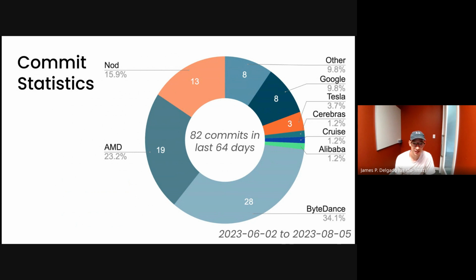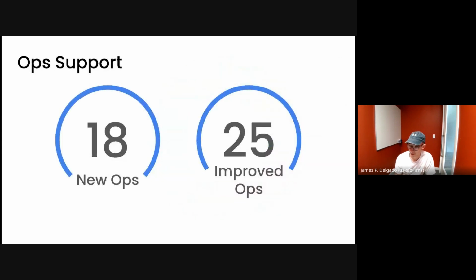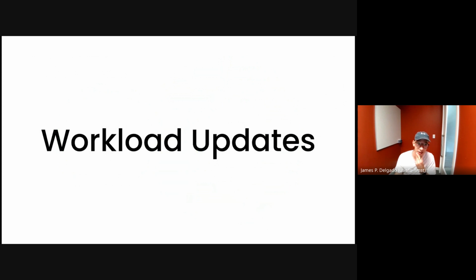We didn't have a community meeting last month because it was a holiday. So in the last 64 days, we had 82 commits in total from a variety of contributors. So thank you all for all the work you've been putting in. There's been a lot of work on the ops, a lot of improved ops, which means bug fixes, but also improving the edge cases that are supported in each of the ops. So thank you everyone who worked on that. And with that, I will pass it on to Anush to give us some workload updates.